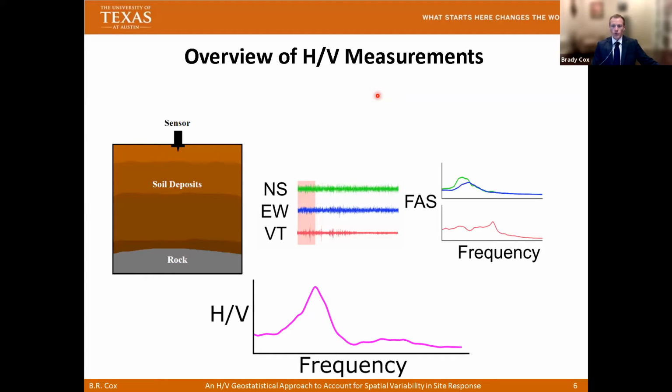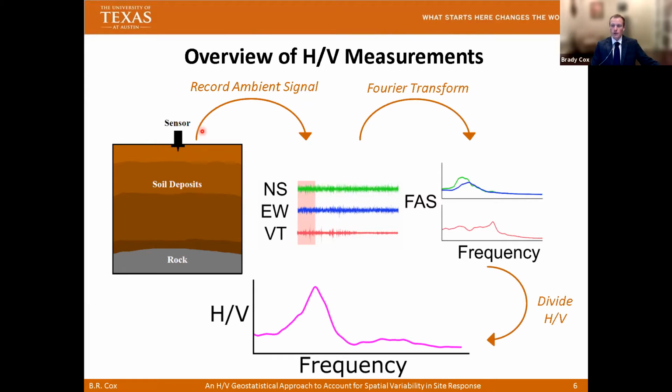So first of all, an overview of H over V measurements. We use background noise, or microtremors, as called by some, to infer properties of the subsurface. How we do that is we put a sensor on the ground. That needs to be a 3-component sensor, preferably something like a broadband seismometer. That's typically what I use. You record 3 components of ambient vibration. Once that ambient vibration is recorded, typically for 30 minutes, sometimes a couple of hours, we process the north-south and east-west horizontal components. We take their Fourier amplitude spectrum, and we divide the Fourier amplitude spectrum of the horizontal components by the Fourier amplitude spectrum of the vertical component.